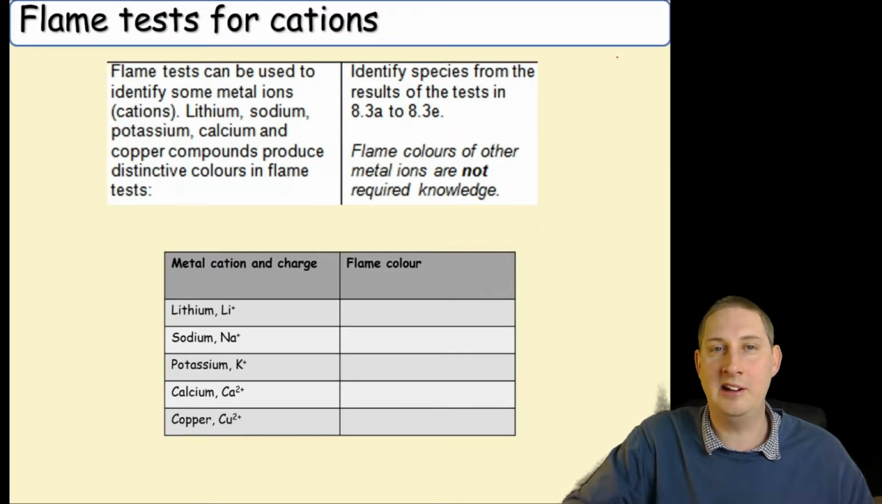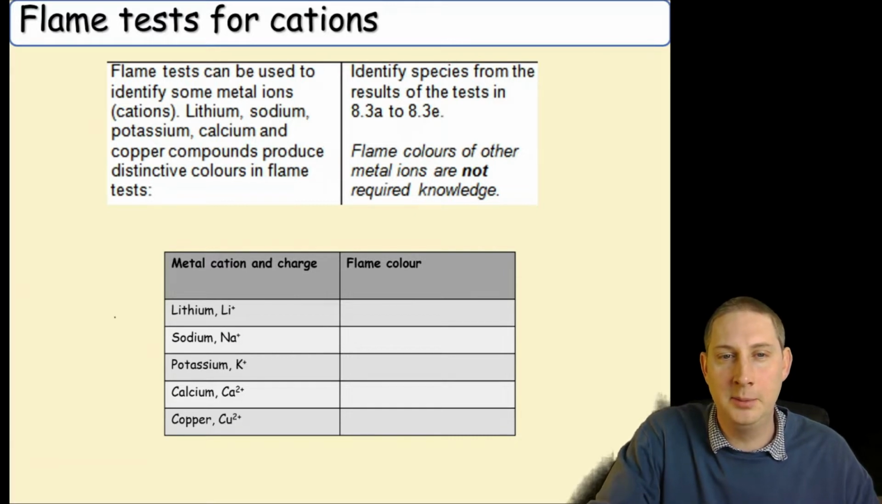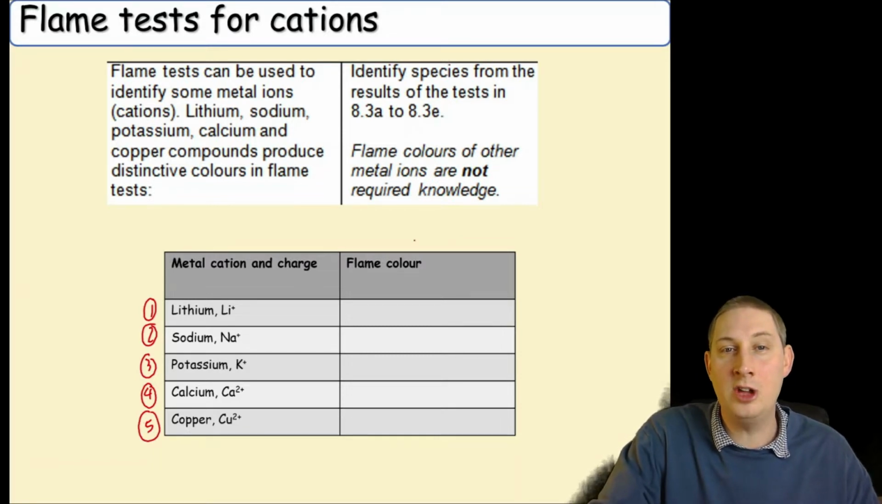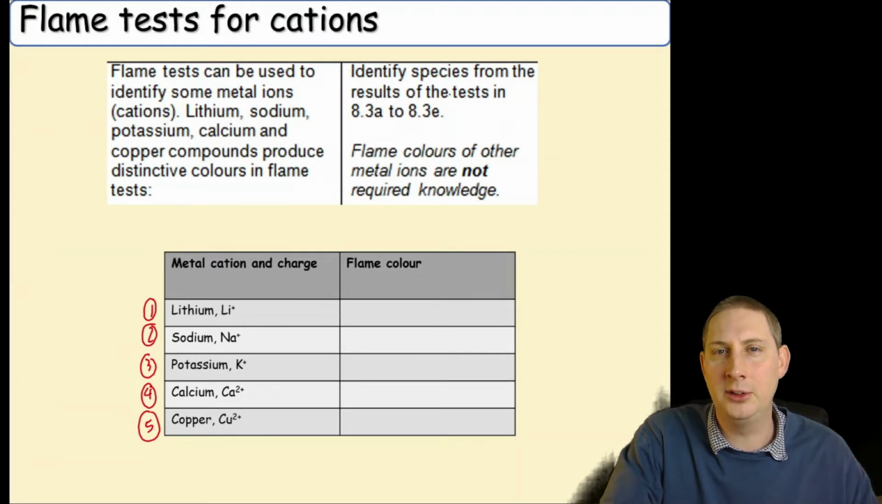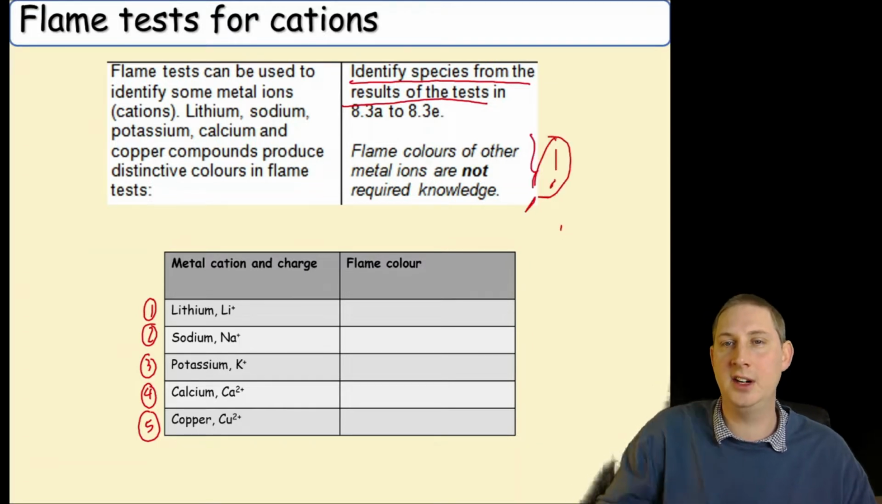So this is the experiment. Flame test can be used to identify metal ions. You need to know about lithium, sodium, potassium, calcium and copper. There's just 5 of them, which give distinctive flame colours, and you need to know these flame colours, and you need to be able to identify species from the results of these tests, okay? Flame colours of other metal ions are not required knowledge, alright? So just these 5.